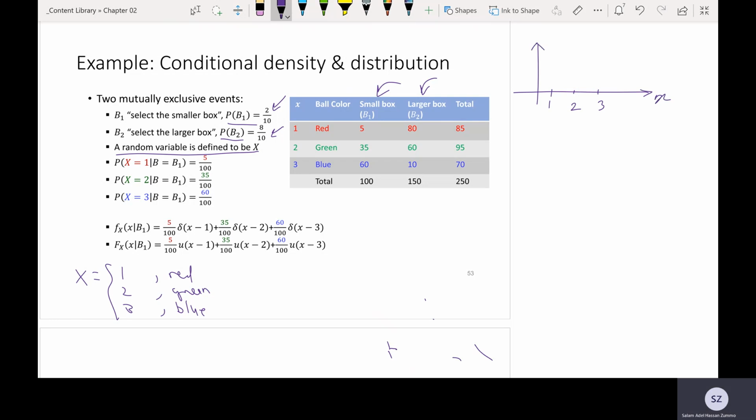And before conditioning, let's talk about fx of x. What is the PDF, what is the probability, of x? So basically, we say that these are deltas. What is the probability of x equal 1? 85 over 250. Anybody agrees?